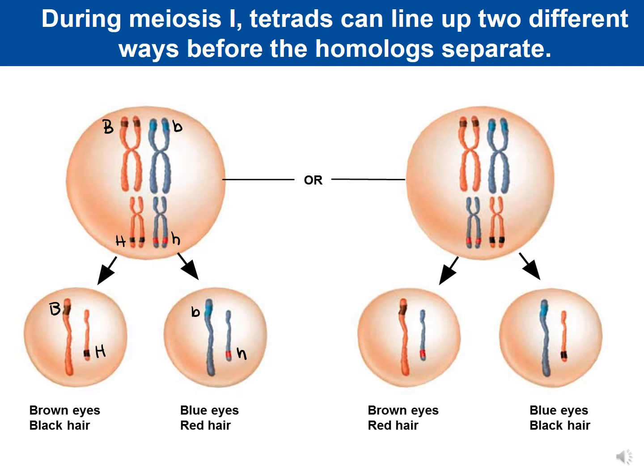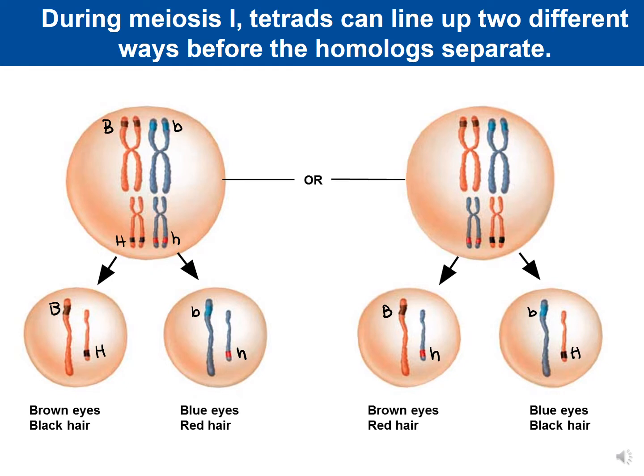Now, if you were to look at a different example. If I look at this example, instead of the ones from mom lining up on the same side, what if this bottom pair was reversed? So that when these separated, this gamete could have brown eyes and red hair. And this gamete would have blue eyes and black hair. So notice that because of independent assortment, because of the ways that these can line up, those will give you unique gametes.